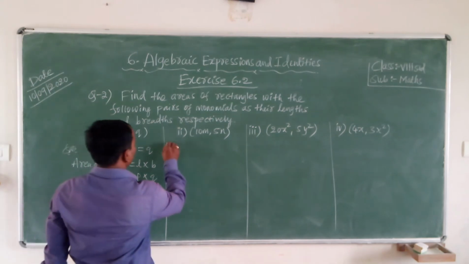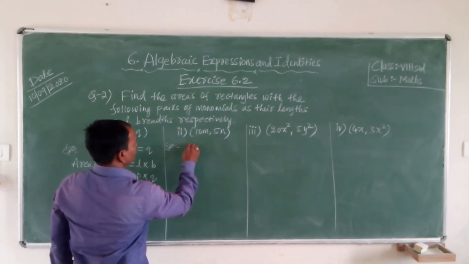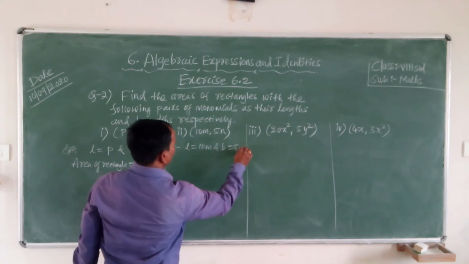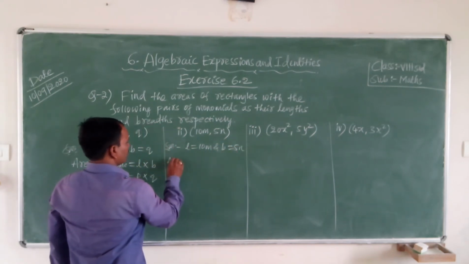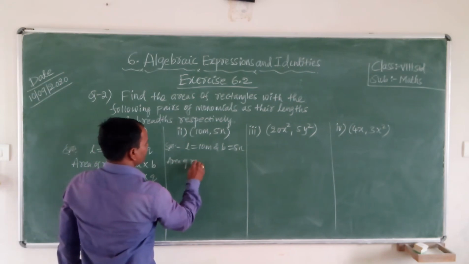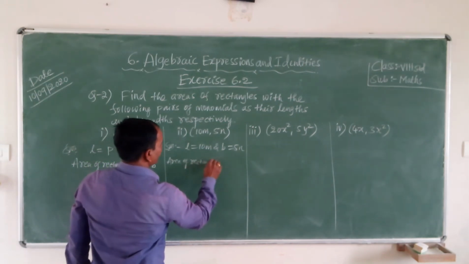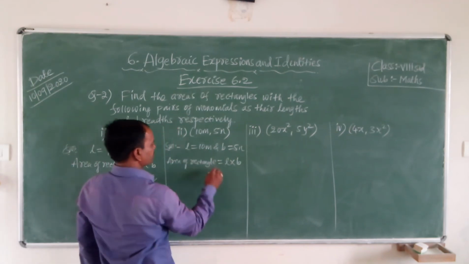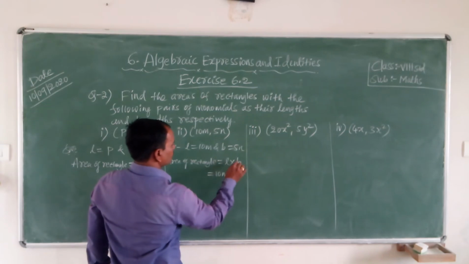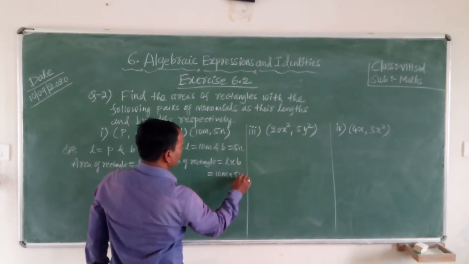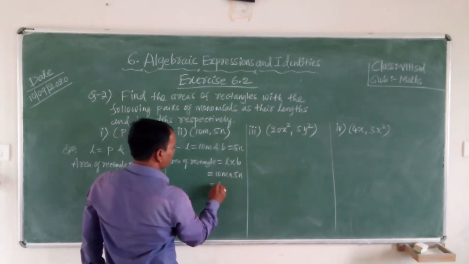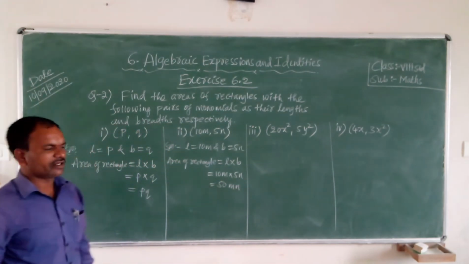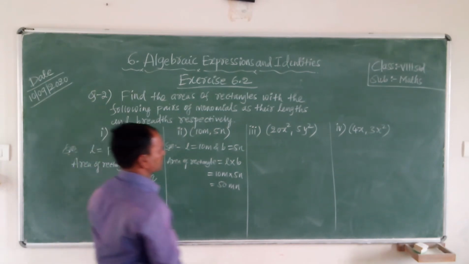Now the second one, Sulochana. So length is equal to 10 m and breadth is equal to 5 m. So area of rectangle is equal to length into breadth, 10 m into 5 m, 10 5s are 50 m squared. My dear students, simple mathematics.